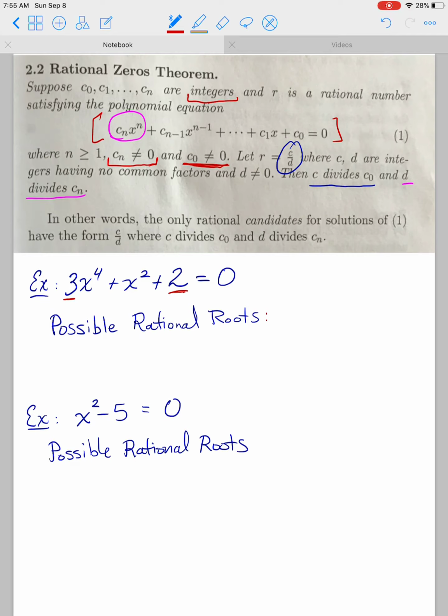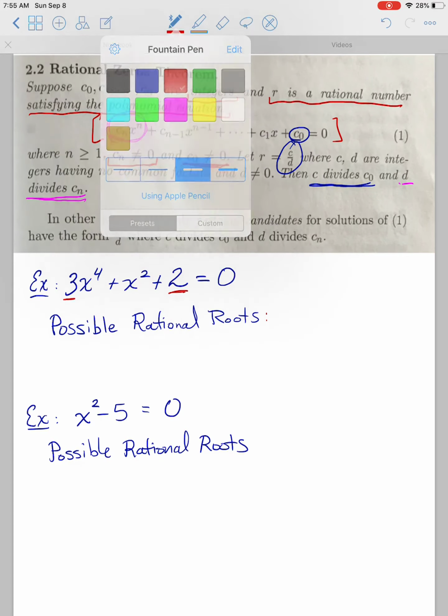So again, if we have a rational number r that satisfies this polynomial equation, then the numerator of that in lowest terms has to divide, let me circle it here, the numerator c has to divide c0, so that's this constant term here, and the denominator d has to divide cn, which is that leading term here.